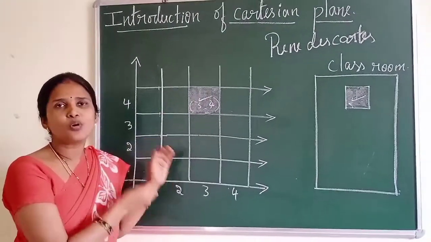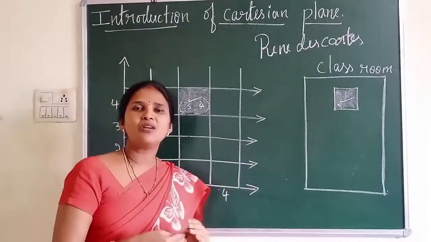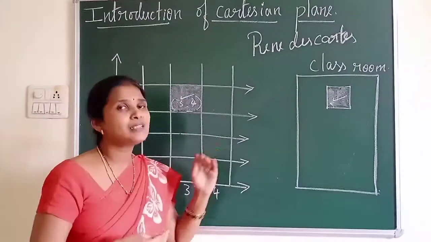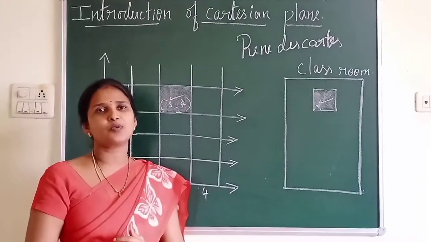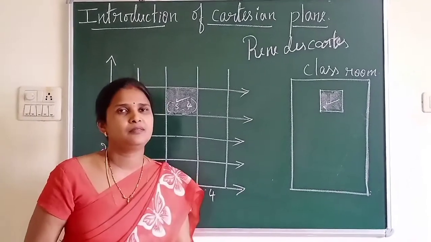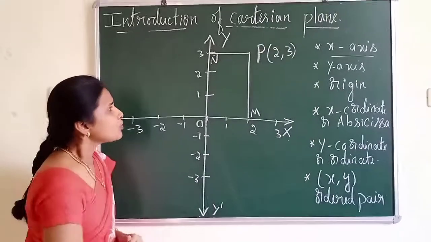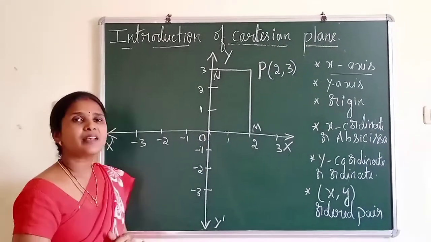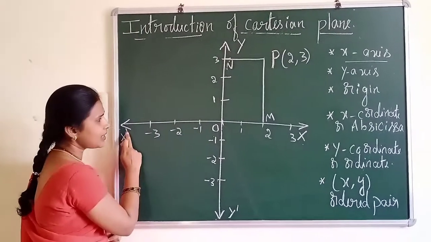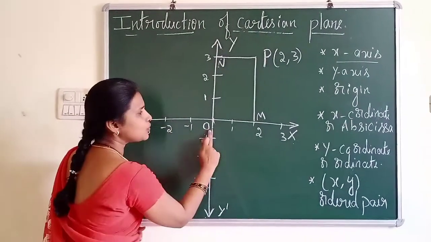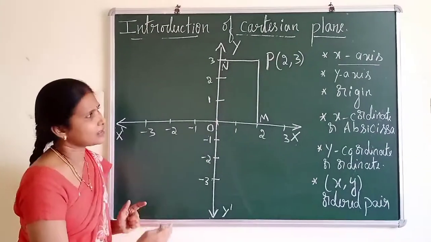So keeping these rows and columns in mind, let us move further in detail on the meaning of Cartesian plane, what René Descartes used instead of rows and columns to describe the position of a point in a plane. Now let us learn in detail the terms we use in a Cartesian plane. First, x-axis. What is x-axis? The horizontal number line. So this is called the horizontal number line. X dash O X is called the horizontal number line, also called the x-axis.